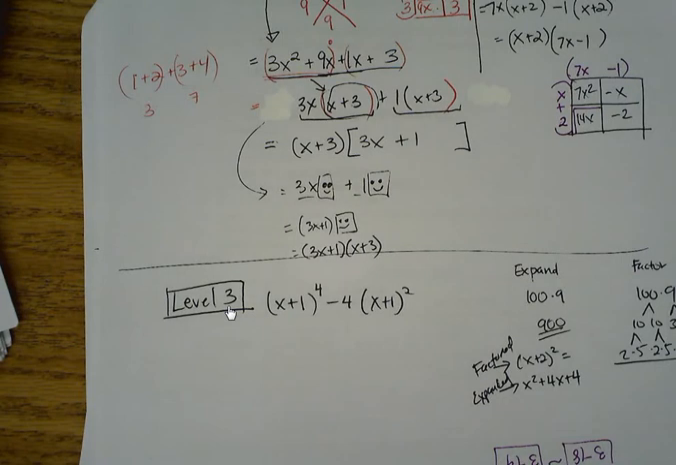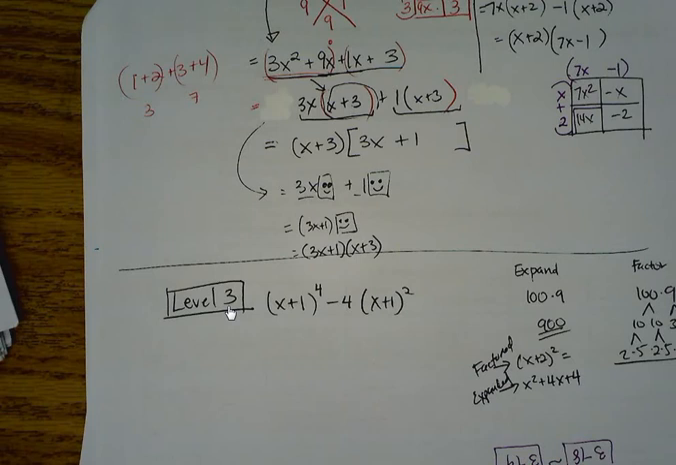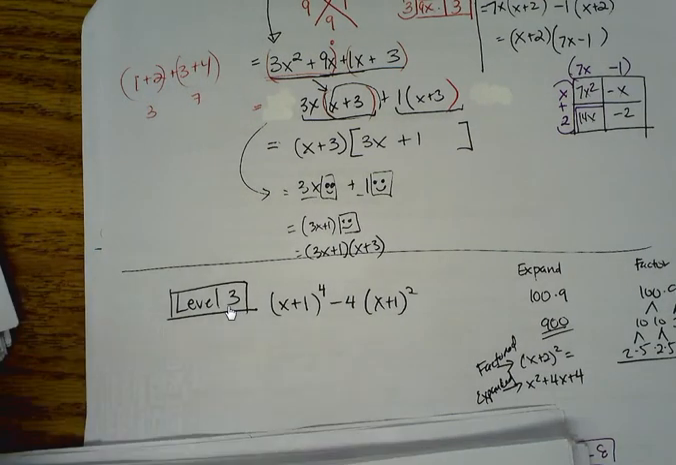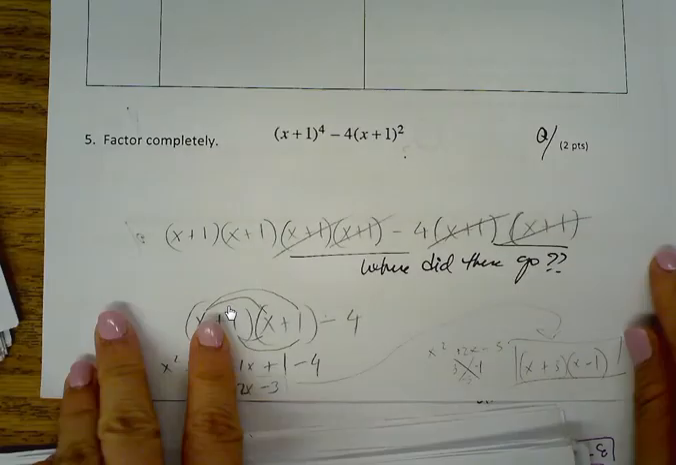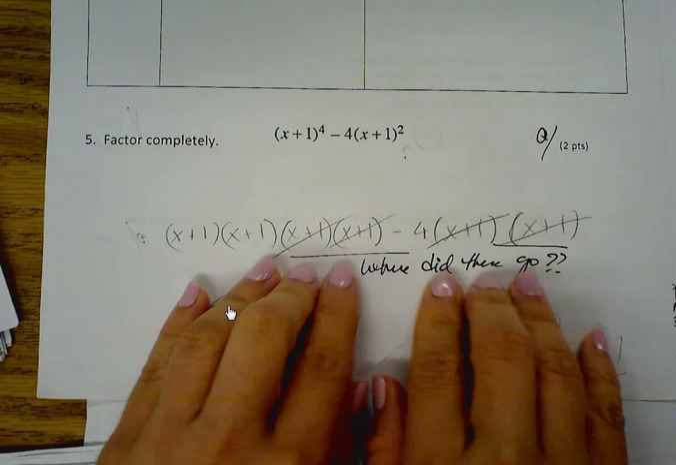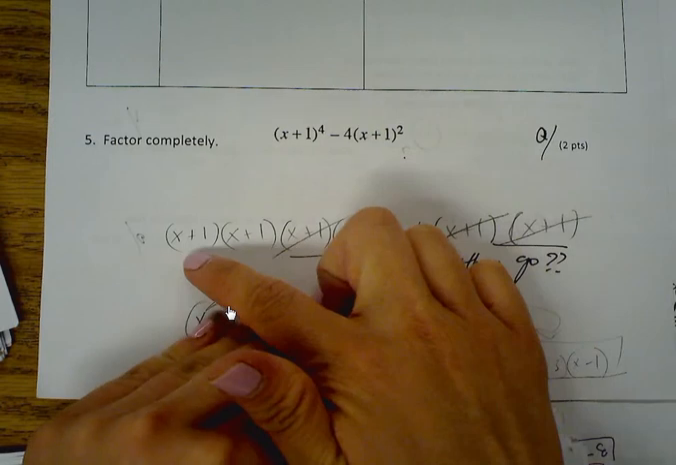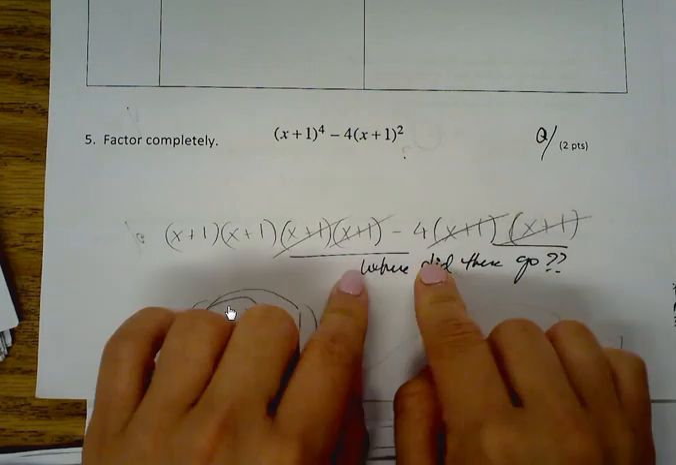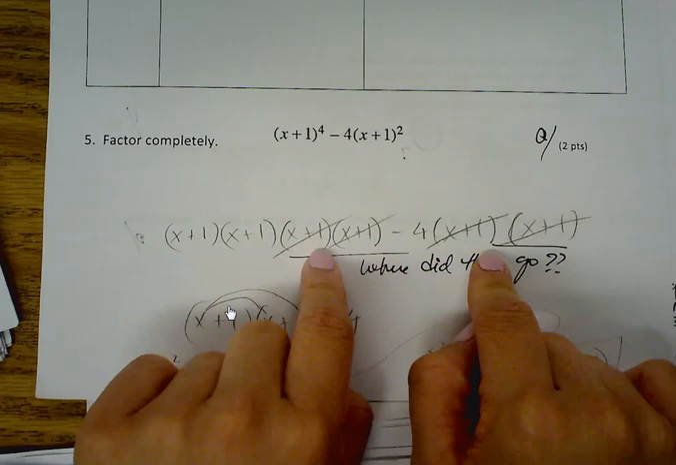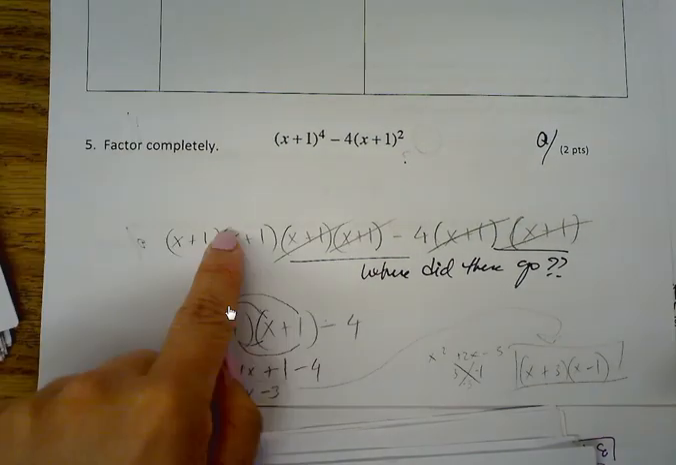Oh, can I tell you my favorite sad story? I don't know why everybody decided to do this on the test in 5th period. First of all, they expanded x plus 1 to the 4th as x plus 1 times x plus 1 and so on. I like that. I don't mind that because that tells me you understand what that is saying. Minus 4 times that. That's great. So can you just start crossing them out? Where'd they go? They just disappeared. And so they're left with x plus 1 times x plus 1 minus 4. Where did they go?